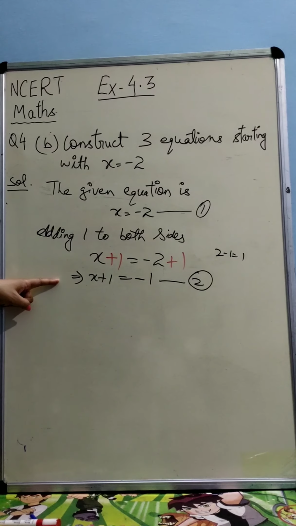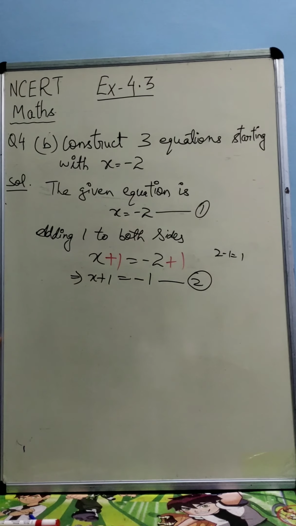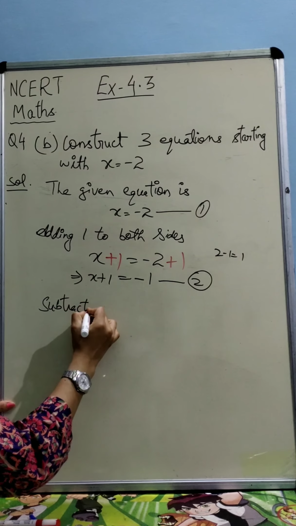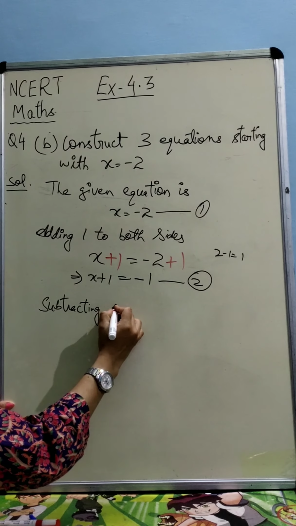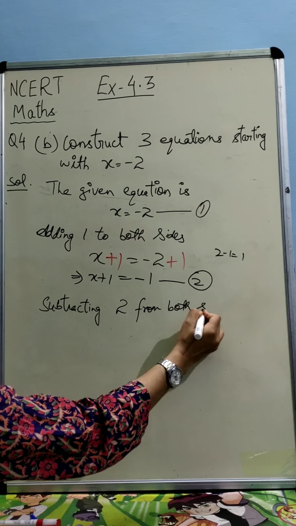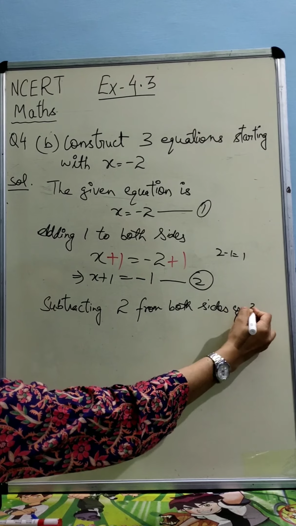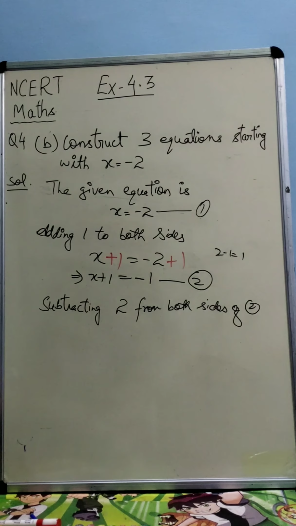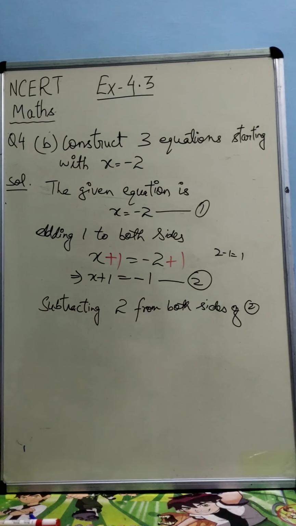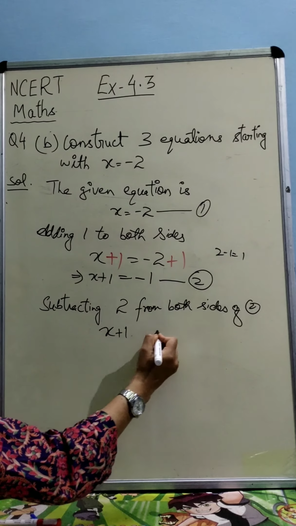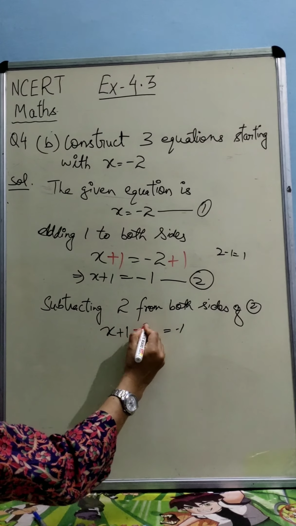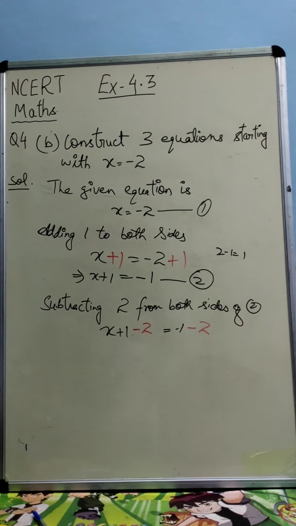This is the first equation formed. Now next what we will do is subtract. Subtracting, suppose any number, you can take 2 from both sides. Subtracting 2 from both sides of equation 2, this one. So now we have to subtract 2. This is the equation number 2. We have to subtract 2 from both sides. So what we will get?